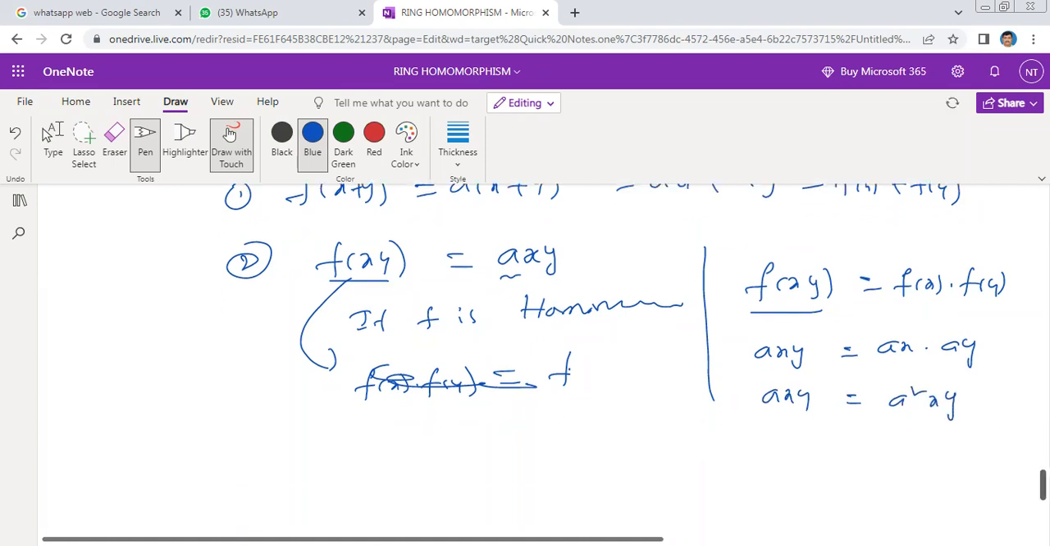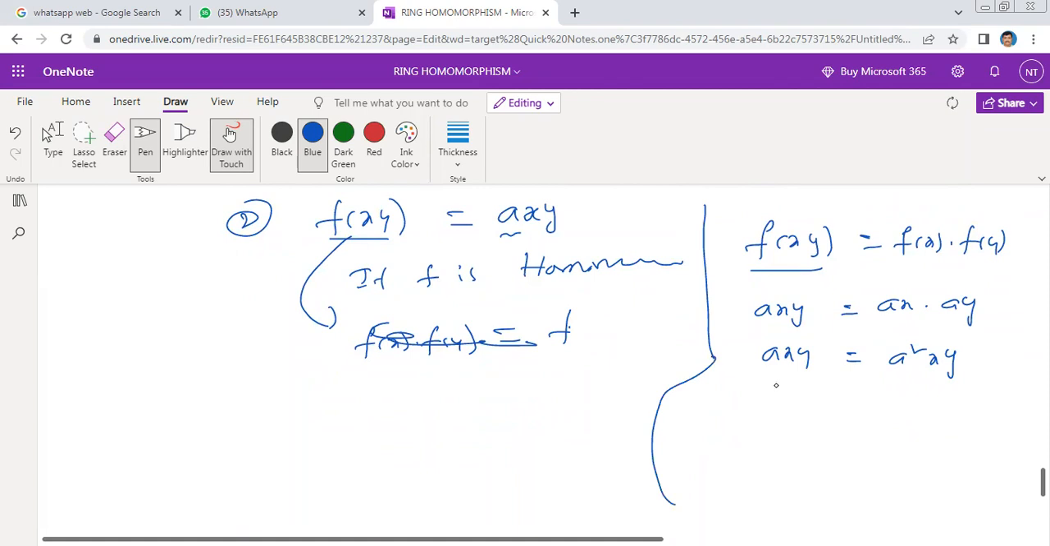You observe here that one condition is there. What happens here? a square is equal to a. What is meant by a square equal to a for every a belonging to Z? It is true for every a belonging to Z. Z is a Boolean ring: a square is equal to a for every a belonging to Z.